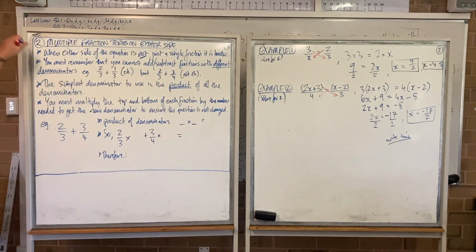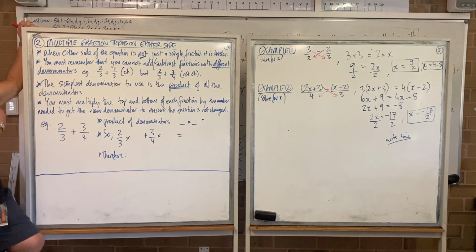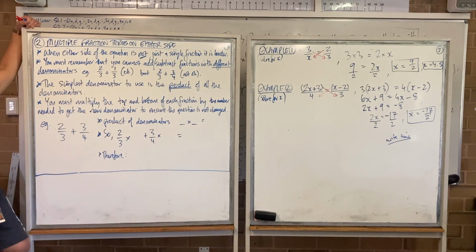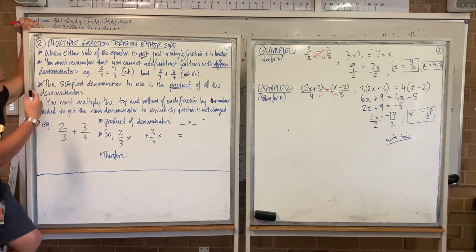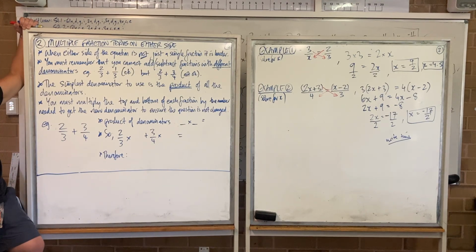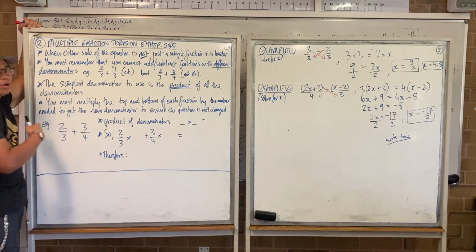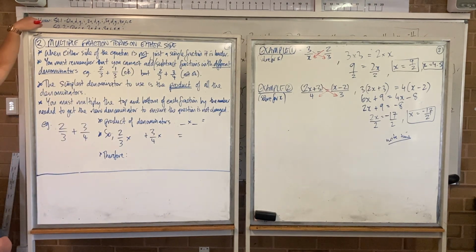When you've got more than one fraction on one side, you need to remember you can't just add and subtract fractions that have different denominators. This, 2/3 plus 1/3, are they the same denominator? Yep. So that is okay, I can add them together. If I've got 2/3 and I add 1/3 to it, I'm going to have 3/3. But this, 2/3 plus 3/4, I can't do that.